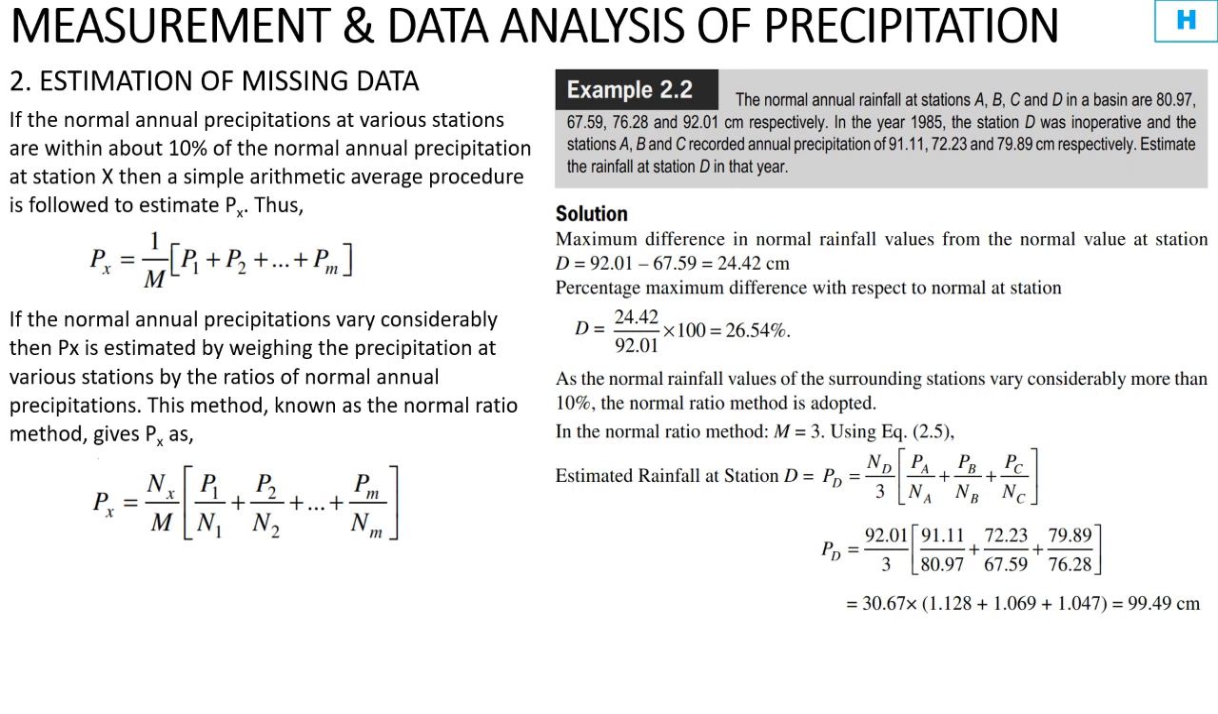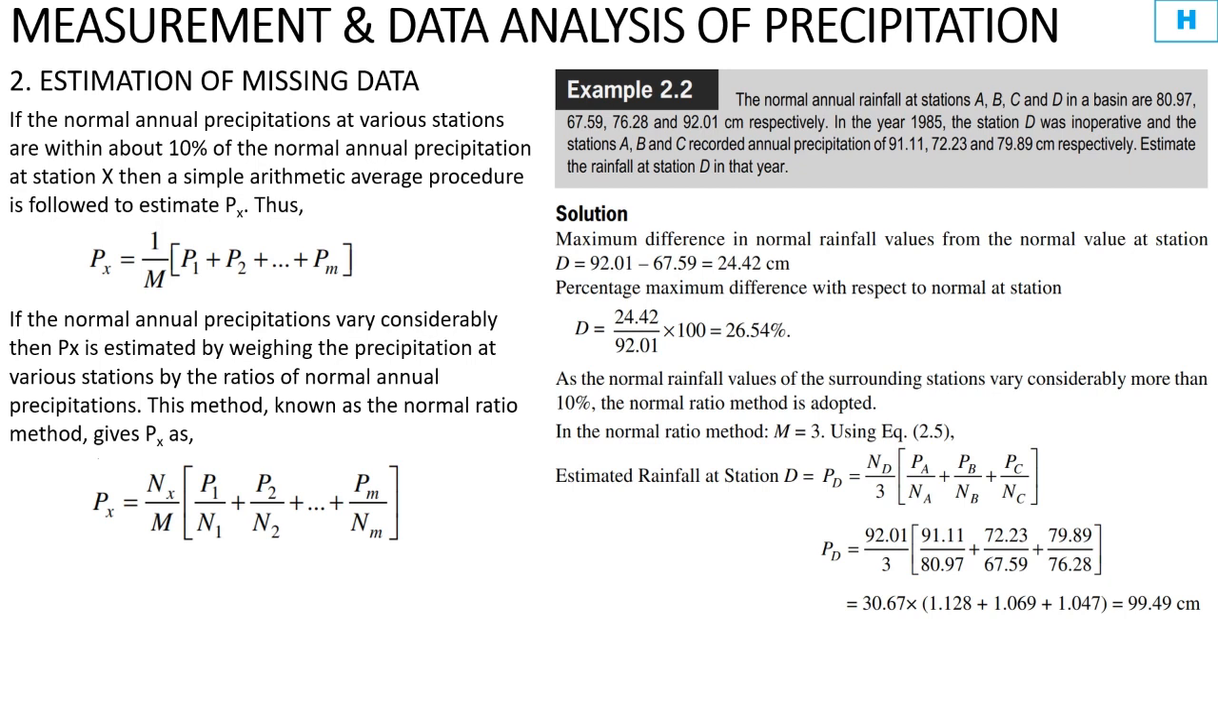So, meron siyang limit yung nilagay dito. If the normal annual precipitation at various stations, yung mga natirang station, is within about 10% of the normal annual precipitation ng missing data, then you can use this simple arithmetic average na formula. Pero if yung normal annual precipitation ng mga natirang station are greater than 10% nung normal annual nung missing station, you need to use this formula.